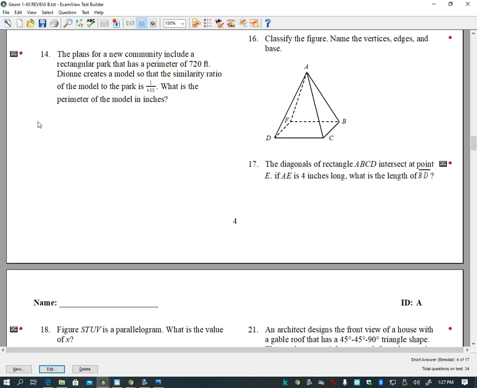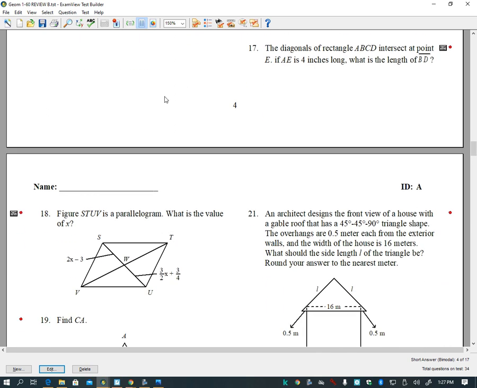Okay, name the vertices. I think all they're looking for there is how many. How many vertices are there? 5. 4 for the base, 1 for the lead vertex. Edges, got 4 around the bottom, 4 up each side, so you should have 8. And the base would be a quadrilateral or a square, I guess. I don't know. What's in the answer key for that? Are they calling it a square? They're just calling it a rectangle. Okay.